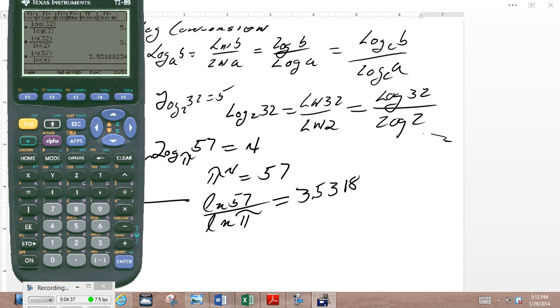Let's see, we can convince our calculator of this. Pi to this power should be 57. There it is. So that's how we can use that log conversion.